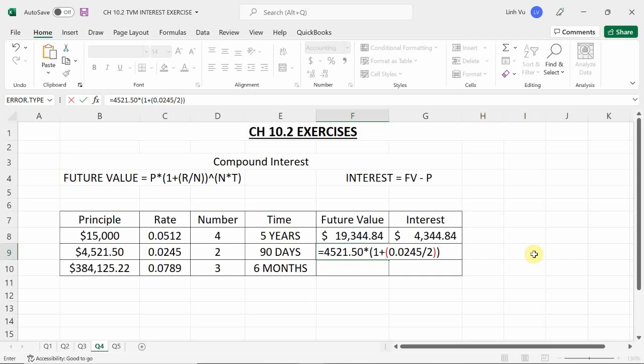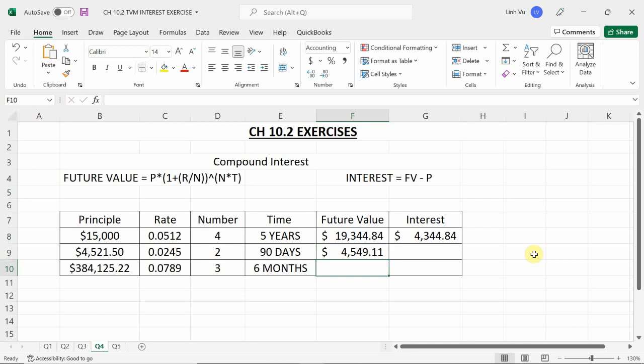And then you need to figure out what the exponent is. So twice a year times 90 days. We figured out what 90 days was. 90 days gave you a quarter of a year. Okay? So you should get a grand total of $4,549.11. So in this case, how much was my interest? If my future value is $4,549.11 and my original principal was $4,521.50, how much is my interest? $27.61.